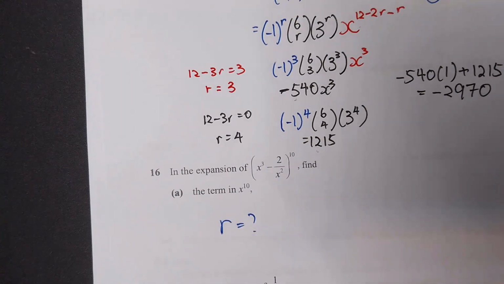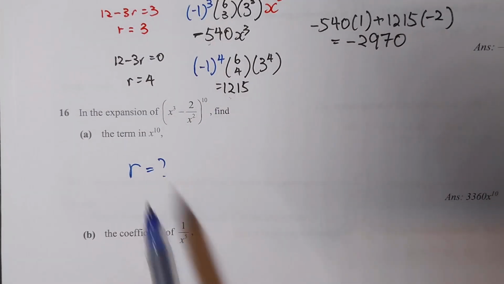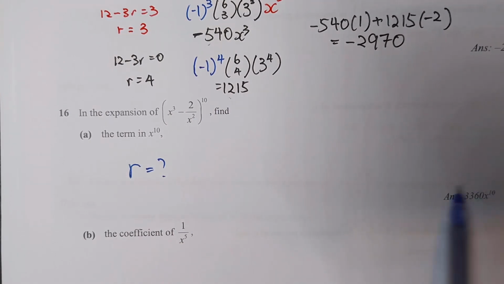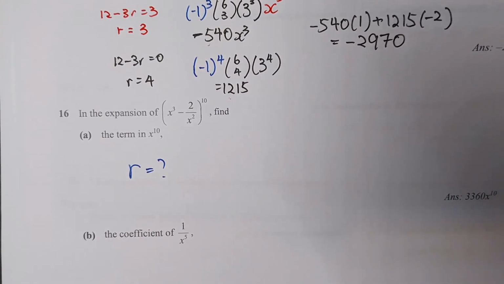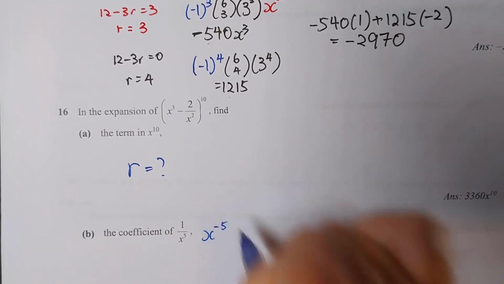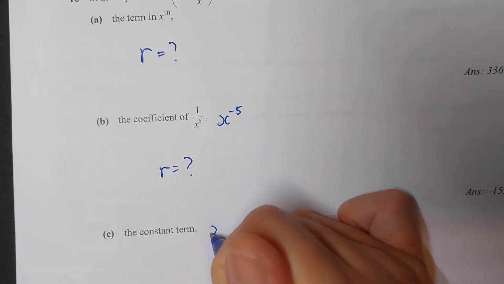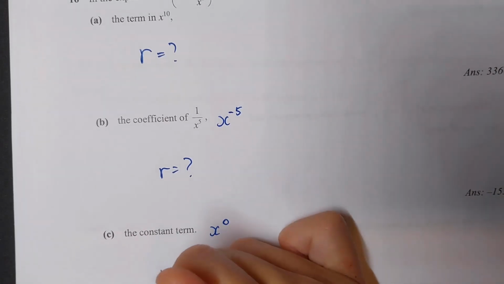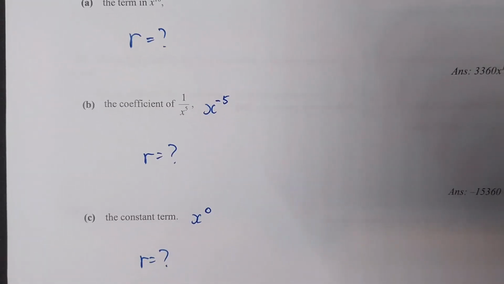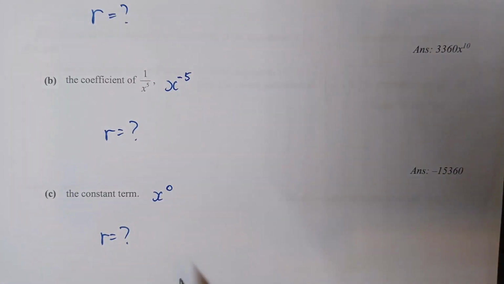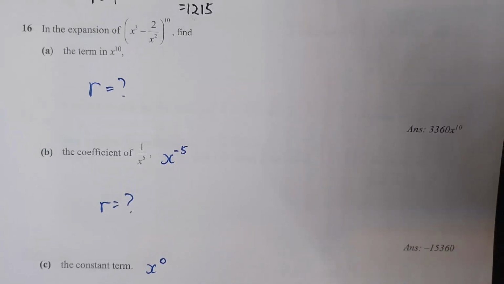Now, using the same methods, find the value of r for which you will get the term in x power 10. Since I'm asking for the term, write down the whole term here. Now, for this, I want the x power negative 5. Which r value will I get power negative 5? And for this, the constant term is actually power 0. Again, which r will give me power 0?